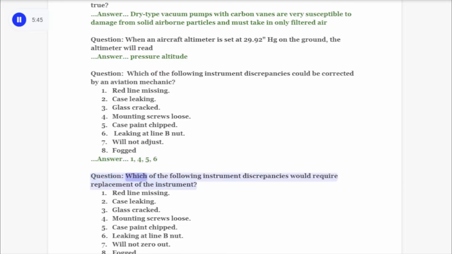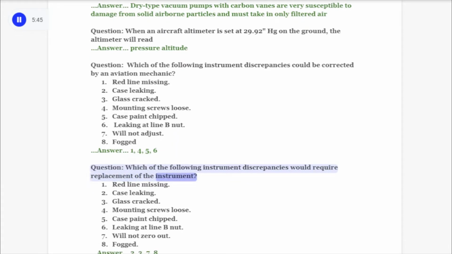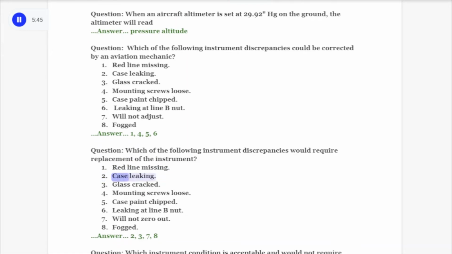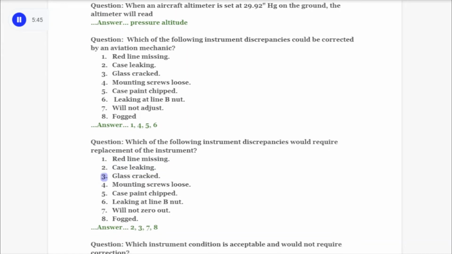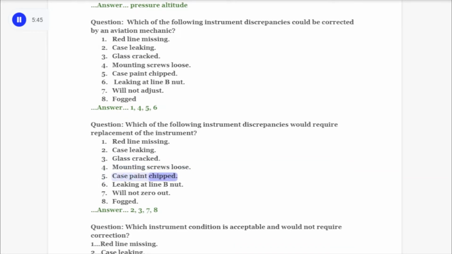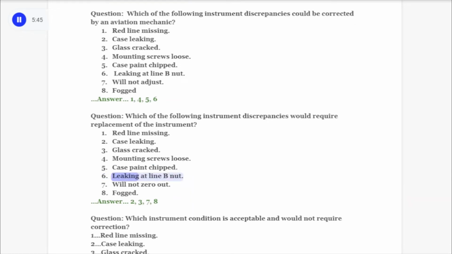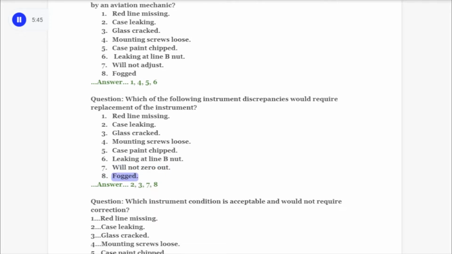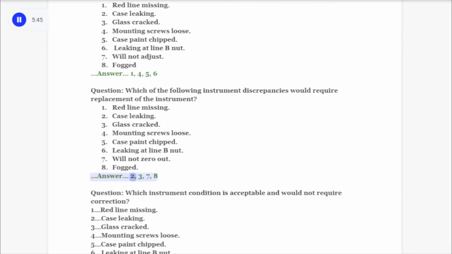Question: which of the following instrument discrepancies would require replacement of the instrument? 1. Red line missing. 2. Case leaking. 3. Glass cracked. 4. Mounting screws loose. 5. Case paint chipped. 6. Leaking at line B nut. 7. Will not zero out. 8. Fogged. Answer: 2, 3, 7, 8.